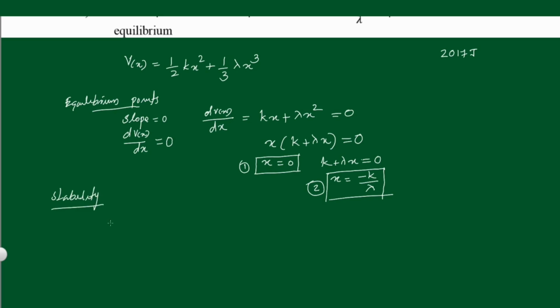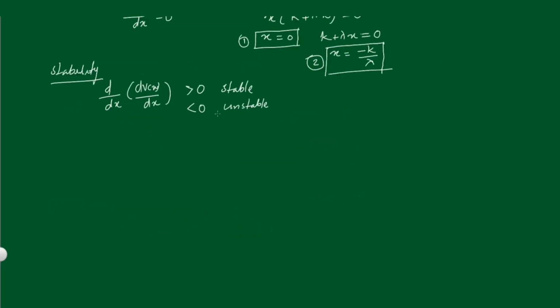So for the stability analysis, we know d by dx of dV of x by dx. If this quantity is greater than 0, that is, a positive change of slope, then it will be a stable equilibrium. And if it is negative, then it is an unstable equilibrium. So we have to find d by dx of dV(x)/dx.